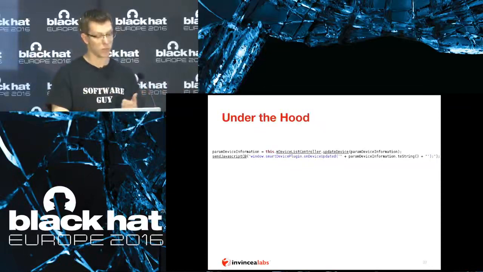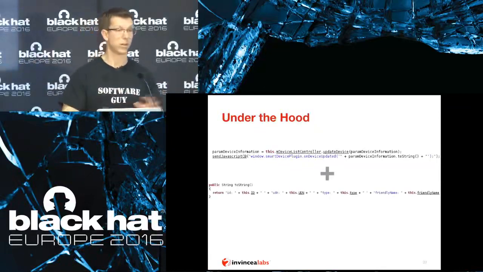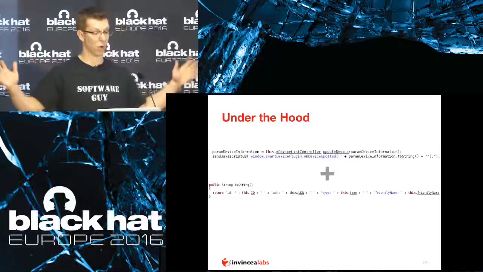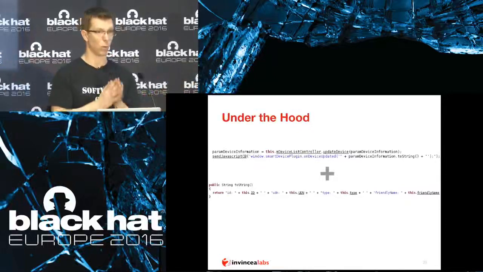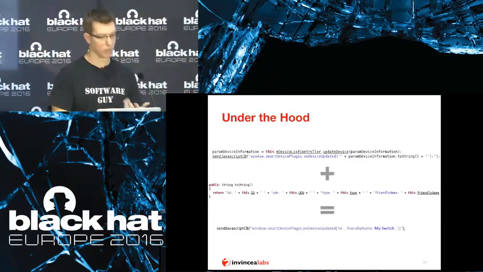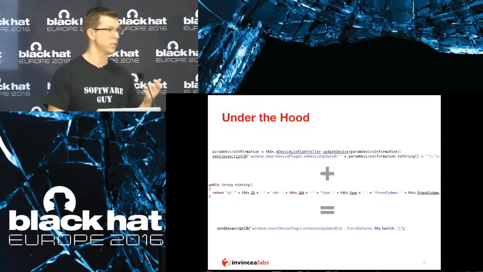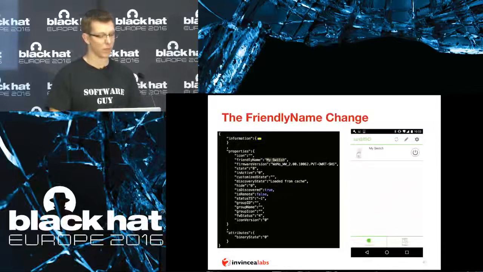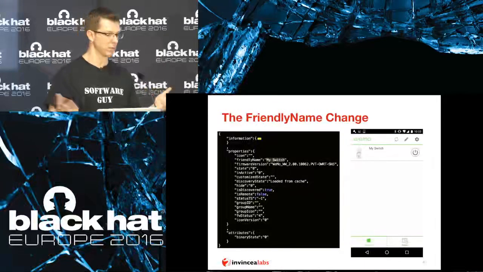In particular, we're interested in what happens in that toString function. It turns out all that toString function does is concatenate together all the information it knows about the device in one giant string, to include, as you see on the right, the friendly name. The end result is this JavaScript string that is sent to the interface, and whatever we typed in as our name shows up there. The net effect is the app parses this JSON that gets created from all that. As you can see on the left, the friendly name is highlighted, it's my switch, and then you see my switch in the app.